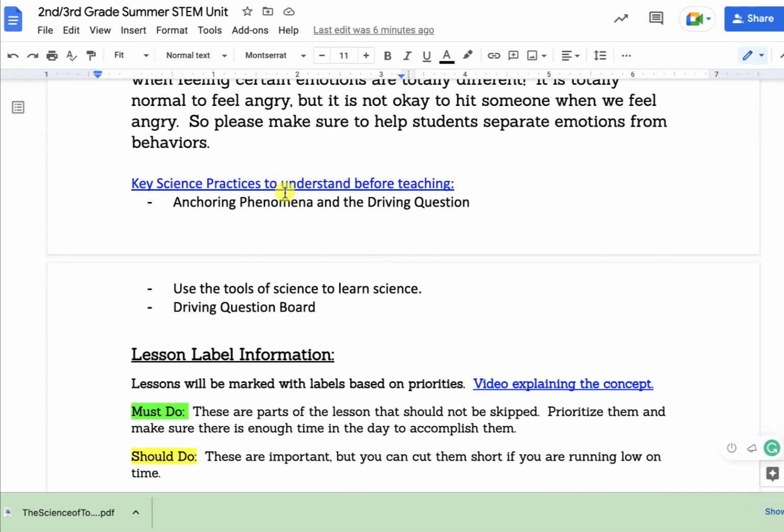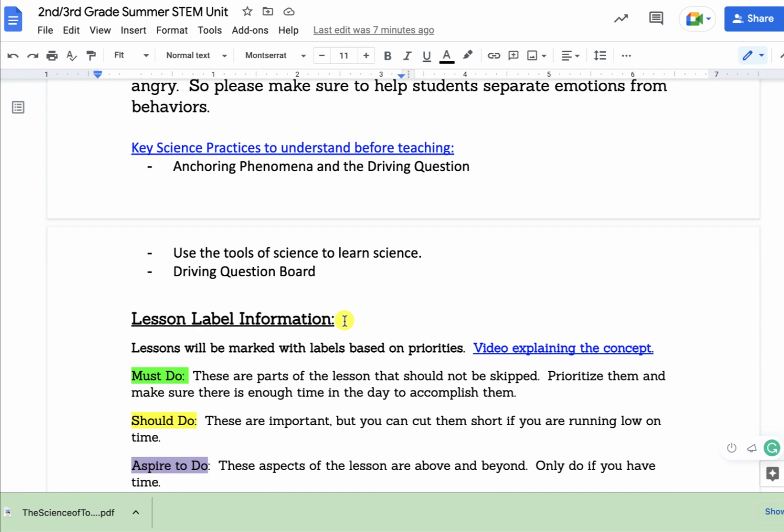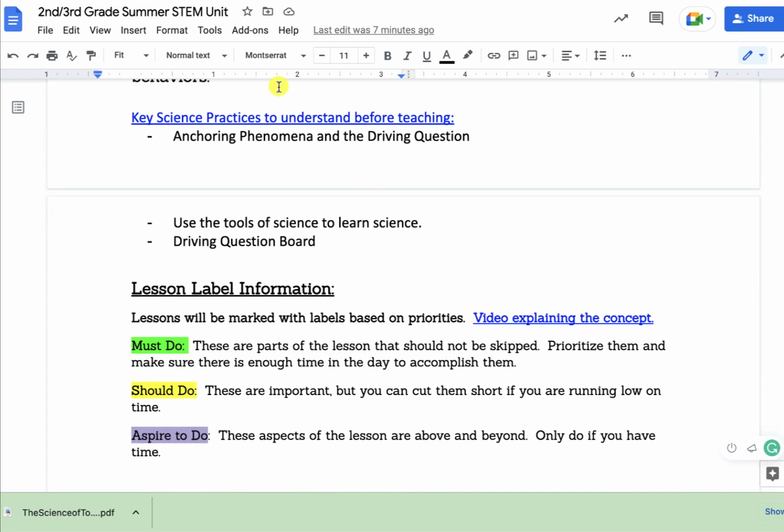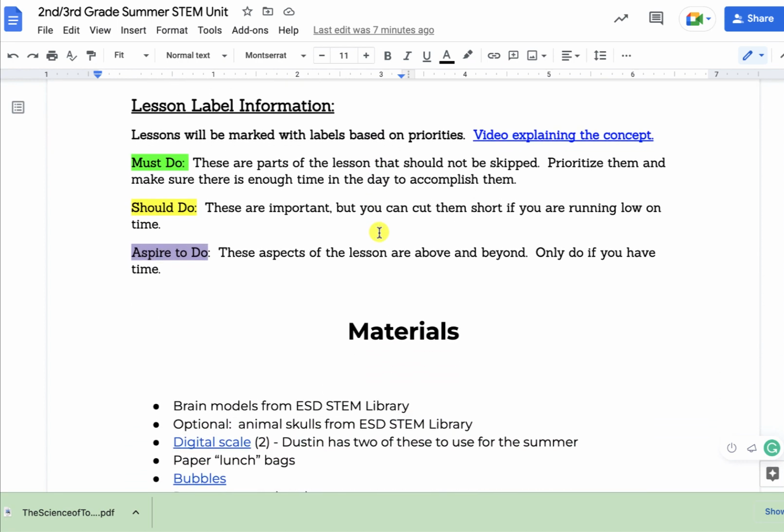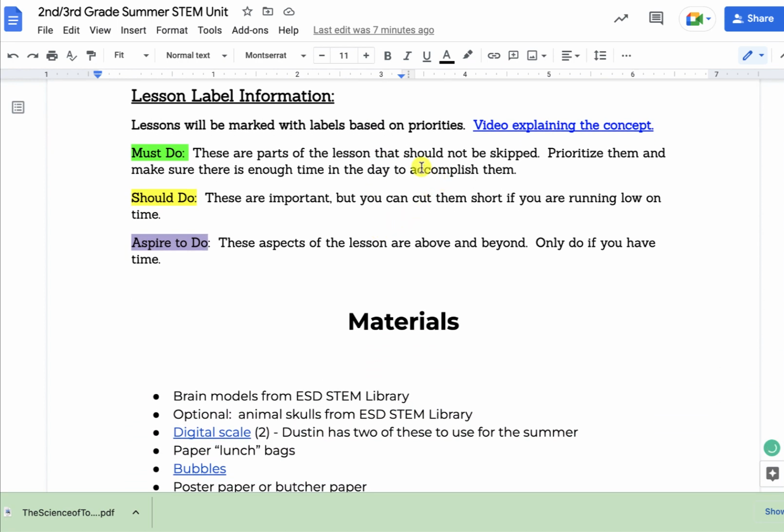Key practices, science practices to understand before teaching this unit. I honestly struggled a little bit with the anchoring phenomenon and driving question board and using the tools of science to learn science. This was hard for me to do. There is a video here that talks about it, but I struggled to figure out how to really do this because we can't do as many hands-on things with the brain itself. It was a little bit more challenging, so there are more videos and things like that in there. Sorry, I'll keep thinking about it, but I couldn't figure out exactly how to make that work.